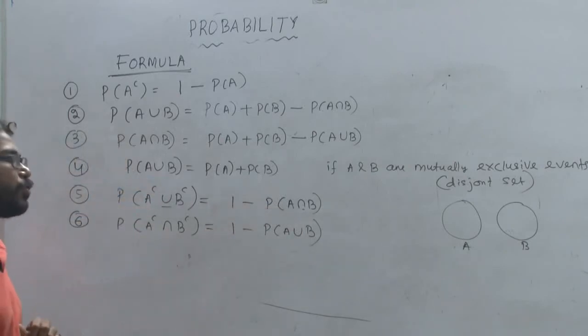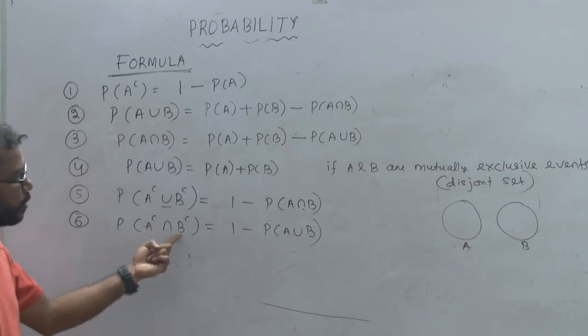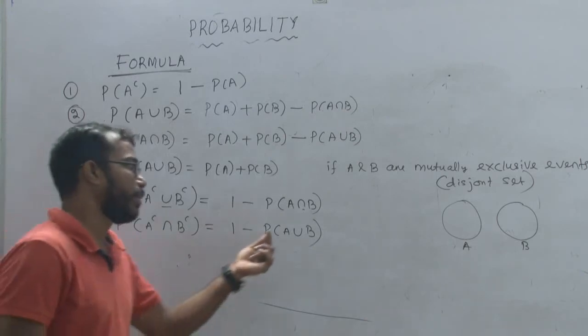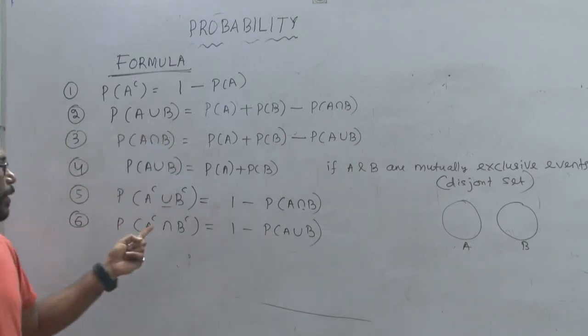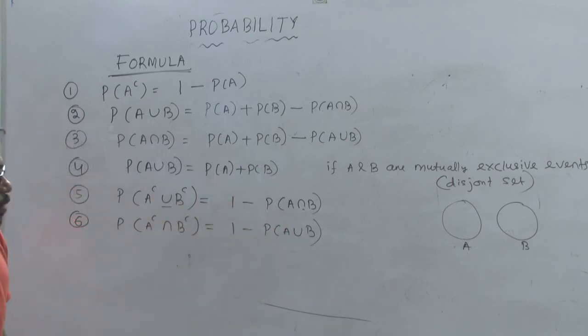Similarly, formula number 6, that is the probability of the complement of A intersection the complement of B, is equal to 1 minus the probability of A union B. That means if you take intersection, then you can write union.